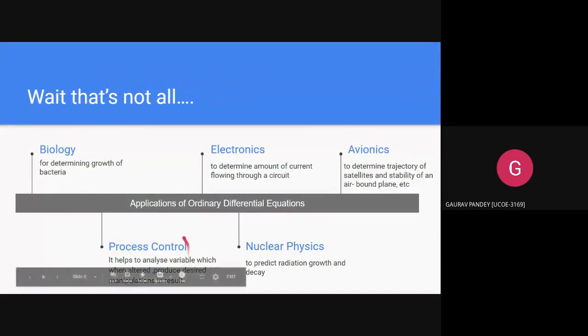Process control. Laplace transformation is used for process control. It helps to analyze the variables which, when altered, produce the desired manipulation in the result. Nuclear physics. In order to get the true form of radioactive decay, a Laplace transformation is used. It makes it easy to study the analytic part of nuclear physics.